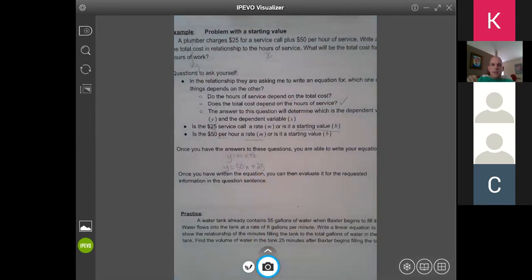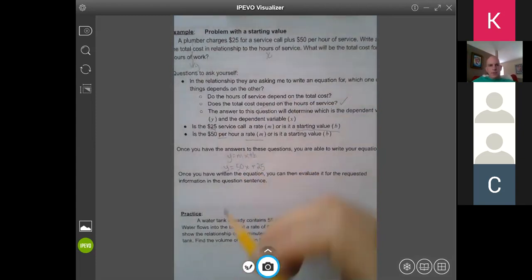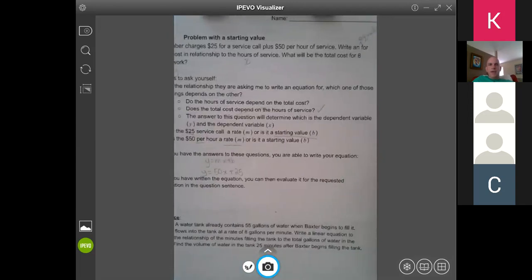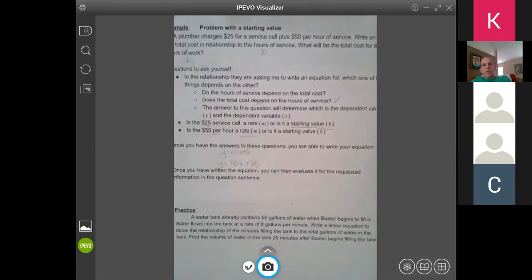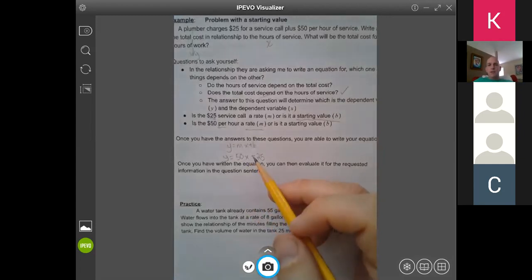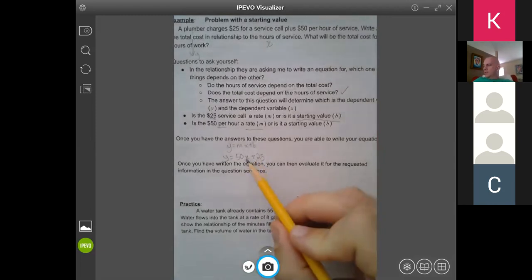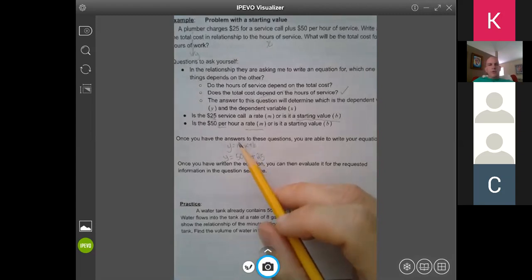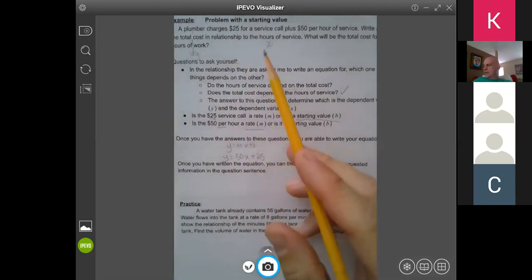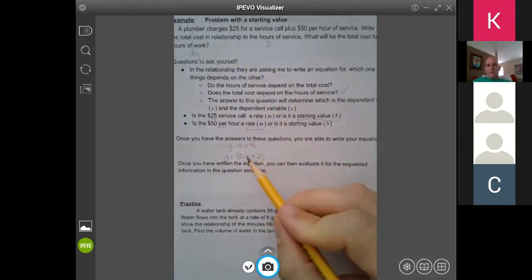Okay, doesn't look like any hands or chat is going, so I'll keep going on to the second part of this question, and that is: what will be the total cost for 8 hours of work? Once I have this equation, I can now use it to evaluate for any total cost, or total cost for hours even. In this case, it's asking me about 8 hours of work. If I've defined my variables and know that X is hours, I'm going to replace X with 8 to answer that question.